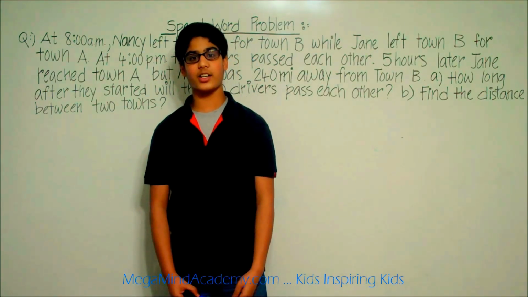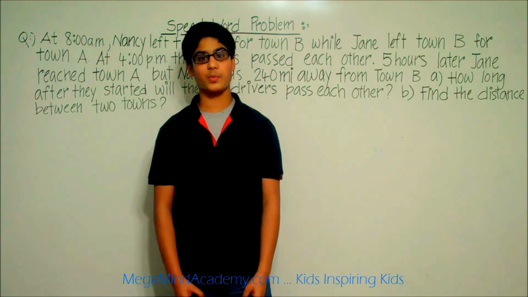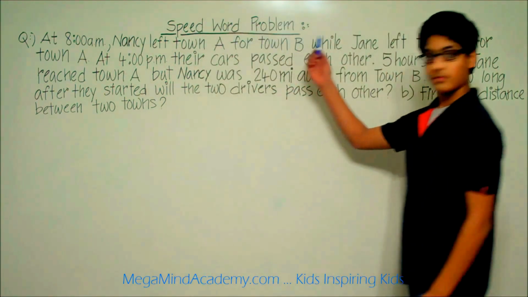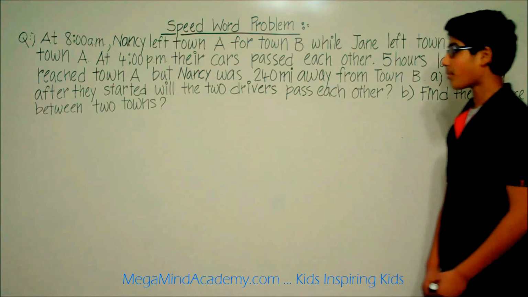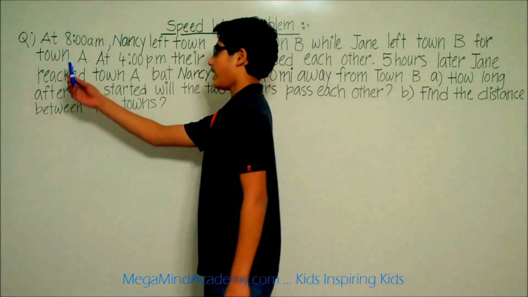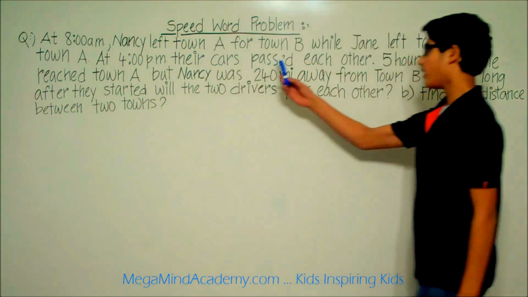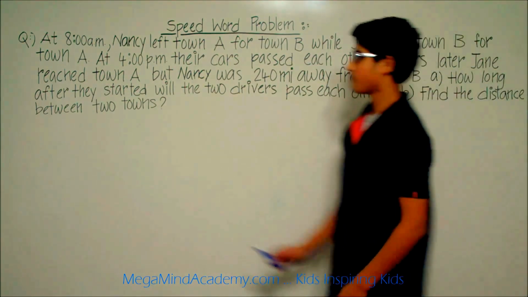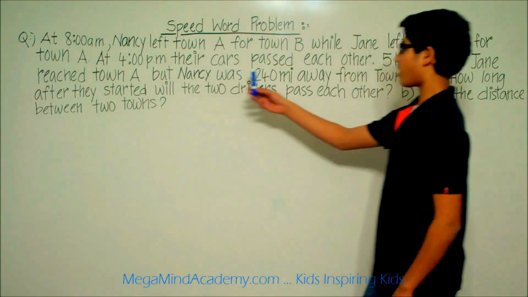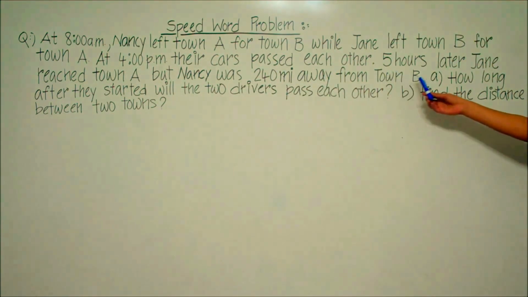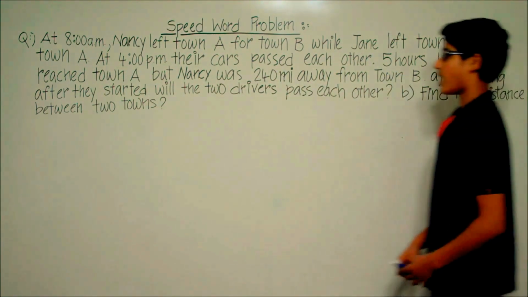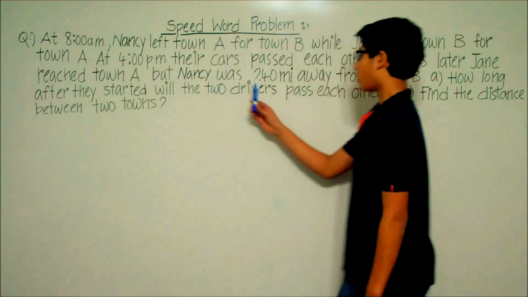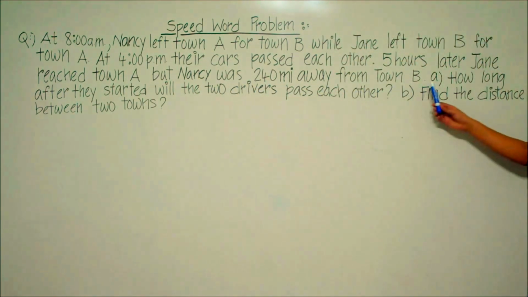Today we're going to learn about speed word problem. Let's say we have a problem like this. At 8 a.m., Nancy left town A for town B, while Jane left town B for town A. At 4 p.m., their cars passed each other. 5 hours later, Jane reached town A, but Nancy was 240 miles away from town B.